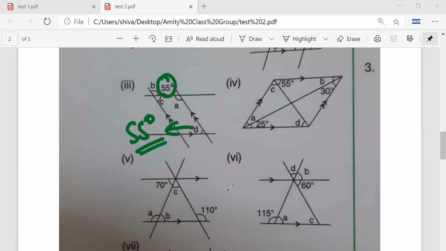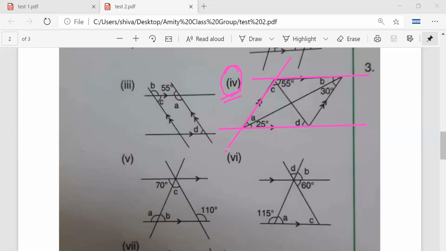No. Mr. Sarthak, any doubt? No, sir. Okay. Mr. Satya, did you do fourth part? No, sir. Mr. Sarthak, did you do fourth part? Yes, sir. Okay. Can you tell me how to do it?